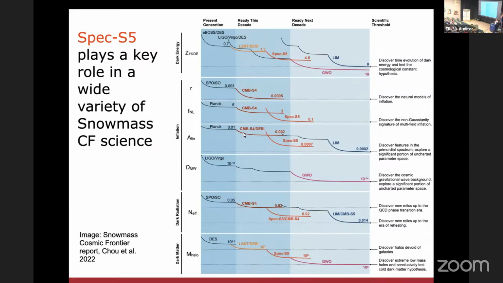Looking for features in the inflationary power spectrum, SPEC-S5 is important. For gravitational waves, it is not. For constraining the number of effective species, in concert with CMB-S4 and SPEC-S5, you get the strongest constraints. And trying to figure out the minimum mass of dark matter halos, or studying dark matter halos down to as low a mass as possible, again, SPEC-S5 can play a key role.